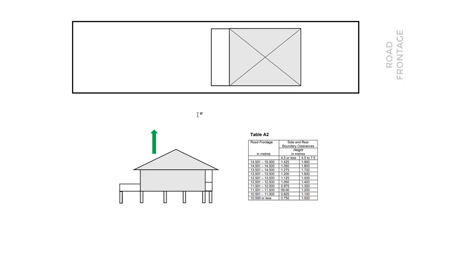Okay, let's go to exemption number two. This exemption covers enclosing under the upper level.